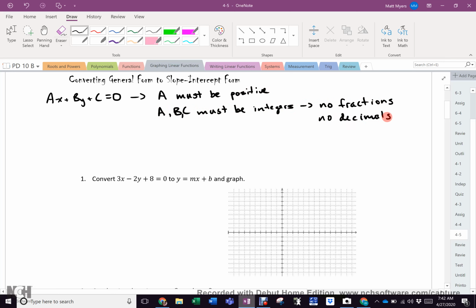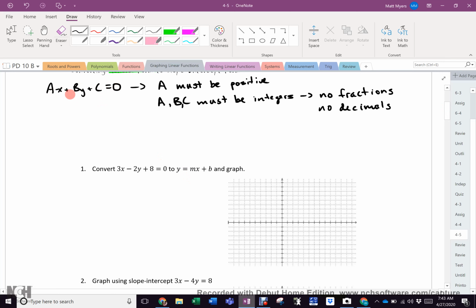All right, it's really easy to do. Now, if I wanted to graph this in this form, it would be a pain. I would have to get a table of values and I'd have to sort it out. But because we're in the 10th grade and we're smart kids, we know that this, which is general form, A, B, C, is the exact same as this.